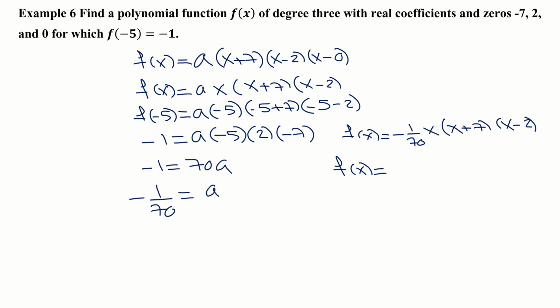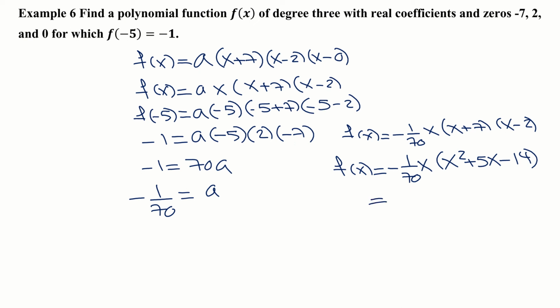So f of x equals negative 1 over 70x times, let's go ahead and multiply this out. We'll do it more quickly this time. So it's going to be x squared. And then we know the middle term is going to be 7x minus 2x, so 5x. And then minus 14, right?